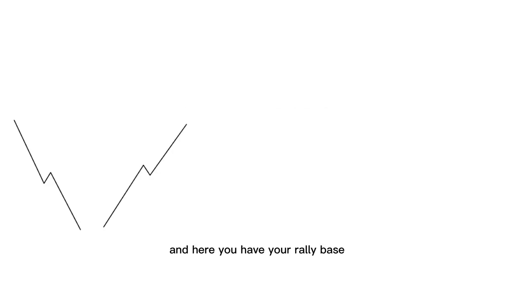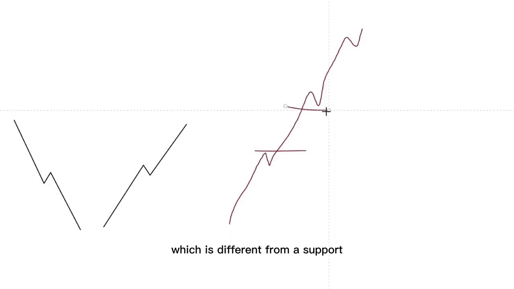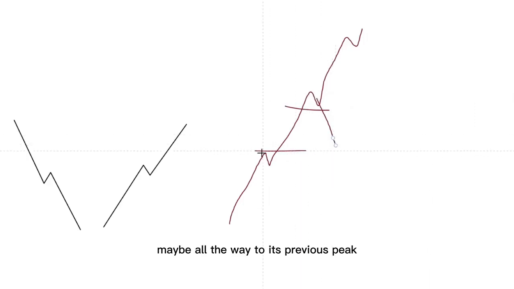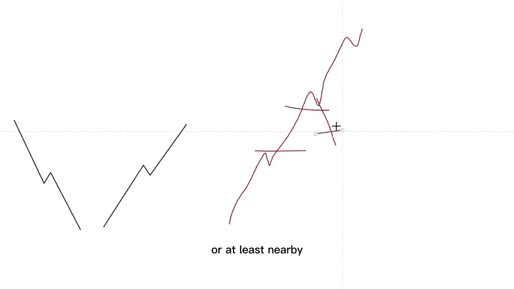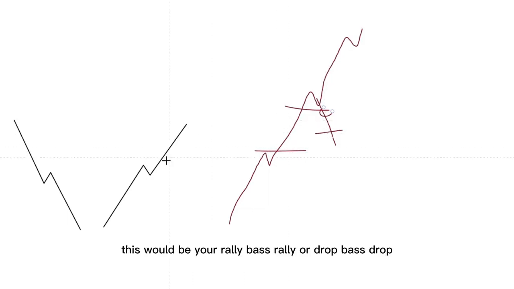And here you have your rally base rally or drop base drop structure. So it's basically a momentum gap. So price would just explode one level, pull back and explode, pull back, explode, pull back, explode, leaving huge gaps, which is different from a support and resistance structure. Support and resistance structure would retrace a little bit deeper, maybe all the way to its previous peak or at least nearby. But when price doesn't even attempt to retrace back to the previous range, this would be your rally base rally or drop base drop.